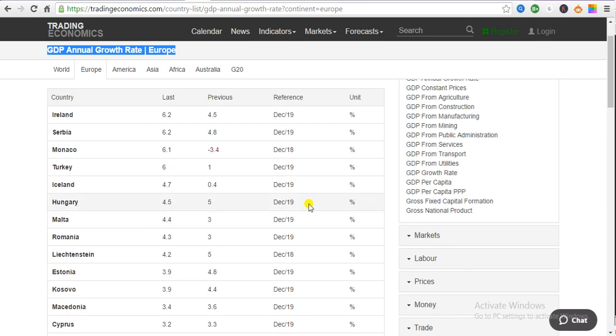It's a very cool resource if you're a global macro trader, right? Which is an aggregate of what's happening in the world. Okay, so here, GDP annual growth rate. What we're looking at right now are the numbers, the percentage of growth in the GDP.